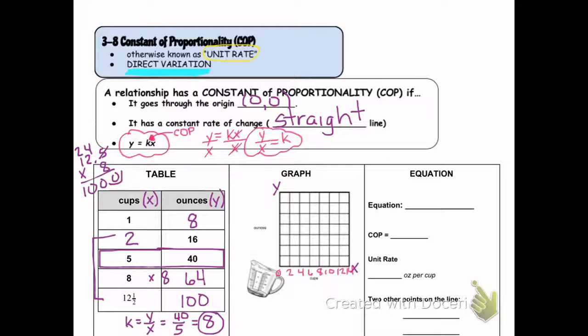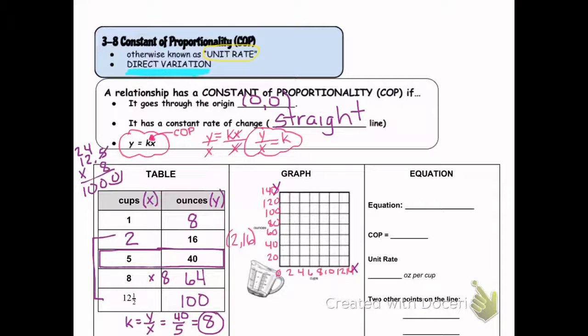And then for my ounces, well, I went all the way up to 100, so I need to count by something fairly large. Let's count by 20s. So 20, 40, 60, 80, 100, 120, 140. So I know that I'm going to have a point at, and again, I don't have to graph all 5 of these points. I really should graph a couple of them. I'm going to have a point at 216.